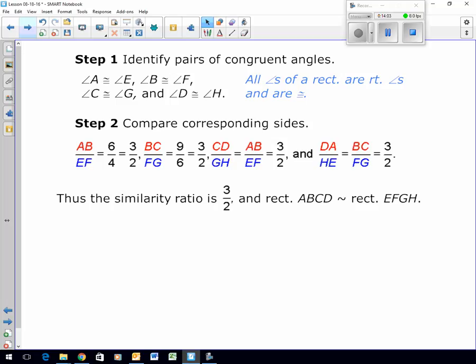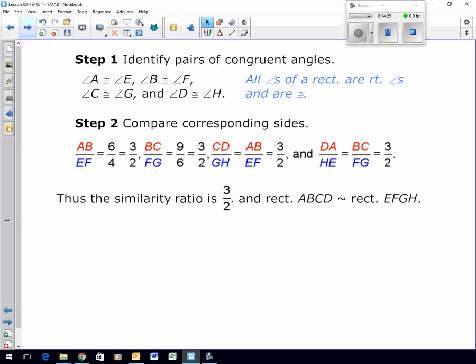How many? All of the angles are... stand up. You, stand up. All of the angles are what types of angles? They're all right angles. Right angles are all how many degrees?